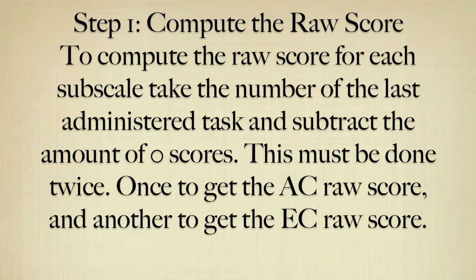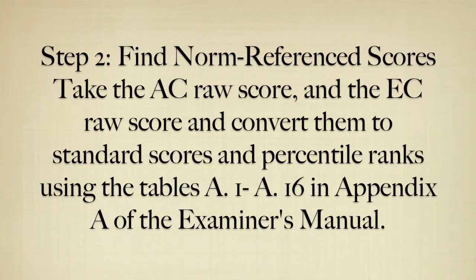Step 1. Compute the raw score. To compute the raw score for each subscale, take the number of the last administered task, then subtract the amount of zeros. This must be done twice, once to get the AC raw score and another to get the EC raw score.